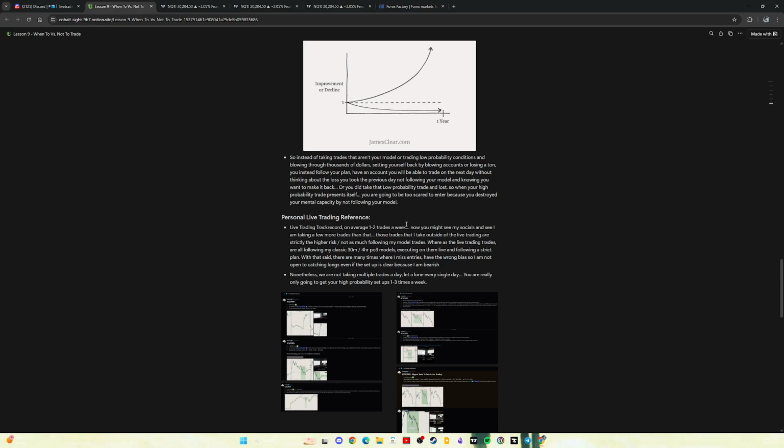So you have to follow your plan. You have to follow your rules, or else you won't be able to execute when that time comes to press a button, when the high probability time comes.